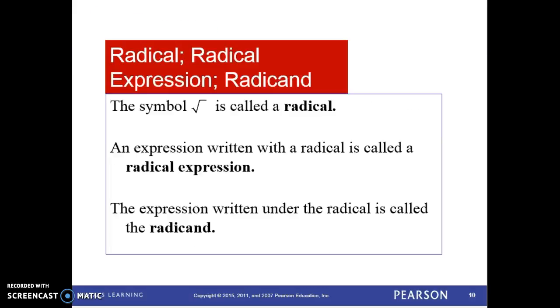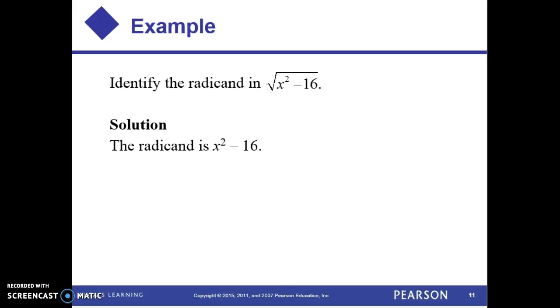Then we're going to move into the definition of that symbol. So the actual symbol is called the radical sign, and the expression that's written with that symbol is called the radical expression, and then everything under it is the radicand. So defining those is going to be important as we go through this chapter too. So in this particular example, the radicand is everything under that square root symbol. So that x squared minus 16 is the radicand. And we're going to be using that information to solve problems as we go forward.